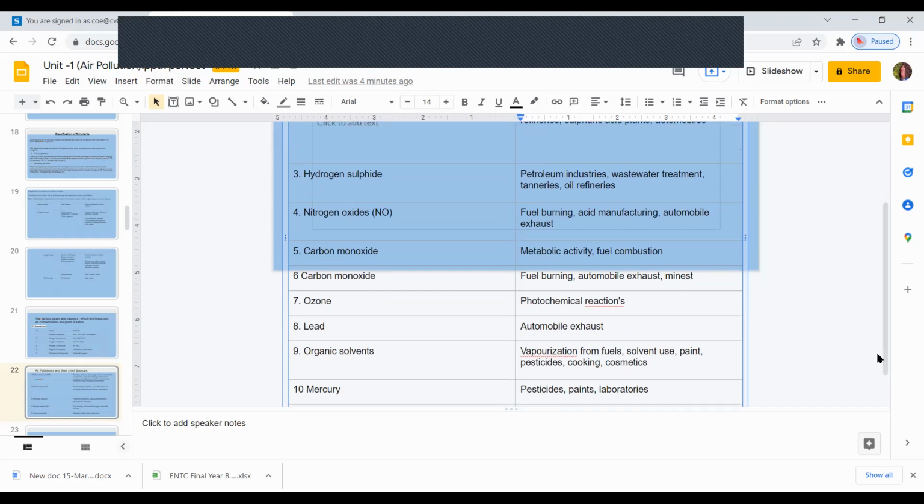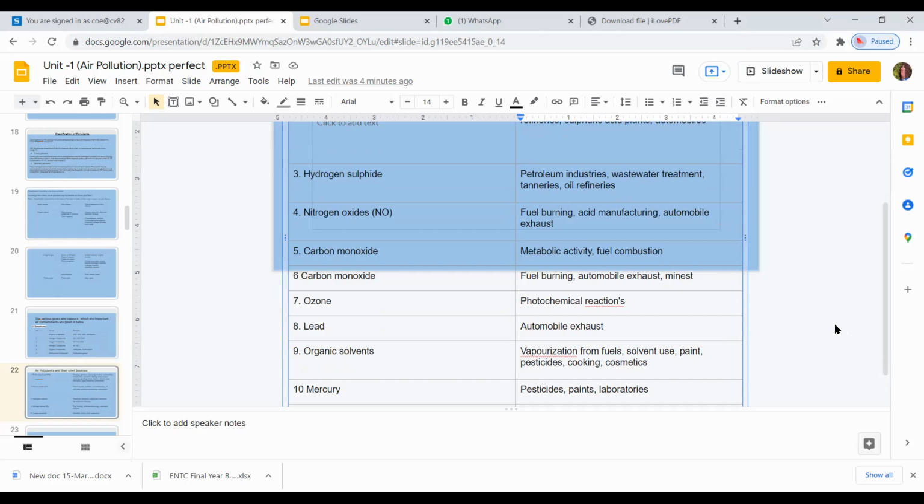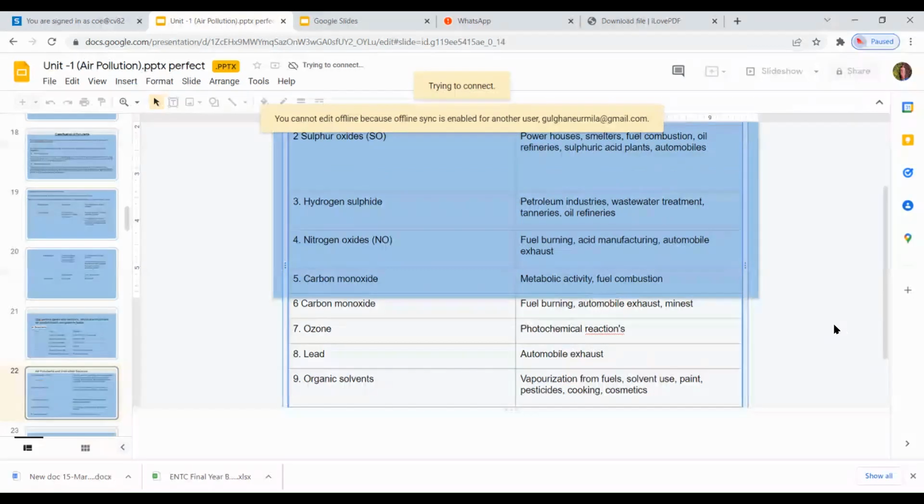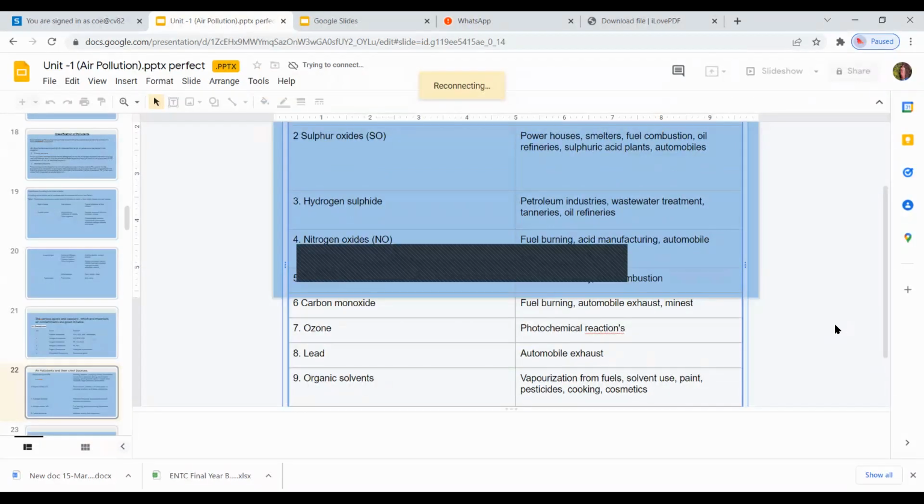Then ozone is formed by photochemical reactions. Lead also originates from automobile exhaust. Organic solvents: vaporization from fuels, solvent use, paint we use in our house. Paint contains VOC content, that is volatile organic compound content, and when we come in contact with this compound, we feel dizziness.